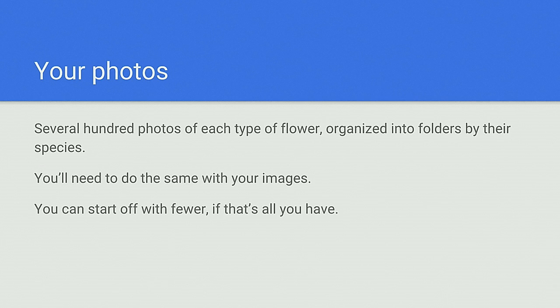What I've done here is I have almost 1,000 photos of each type of flower. That's not necessarily as many as you need. You can really start off with a surprisingly small number of photos. You don't have to have thousands or millions of photos to get started. You can start to get an idea of how something might work with a pretty small set of photos. Things will get a lot better once you have more data and more photos.